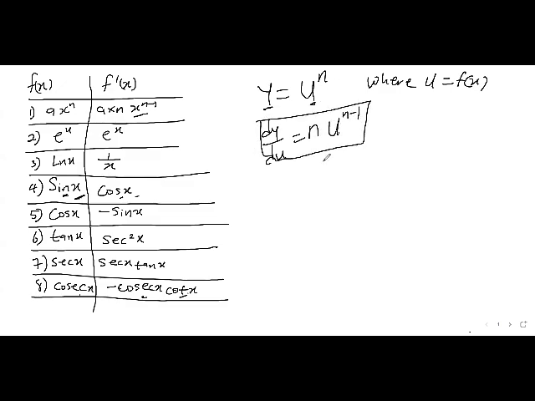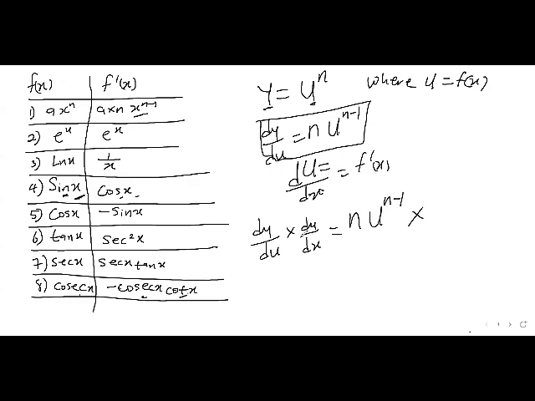Good. And we also know that u is a function of x. So du over dx will be f prime of x, right? So dy over du times du over dx will be n u raised to power n minus 1 times du over dx, f prime of x, right? So cancel, cancel. So our dy over dx will be the power n. Then u is a function of x, so f of x raised to power n minus 1.